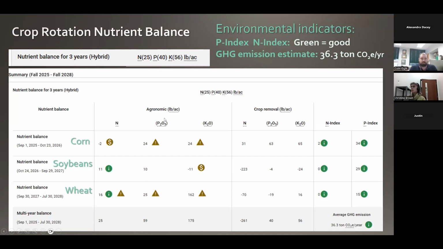In this case, looking just at what I did in this one plan, it's telling me that I've got about 36 tons of carbon equivalents in greenhouse gas emissions. It's a whole new tool, but it gives an idea of how different management practices change those emissions.